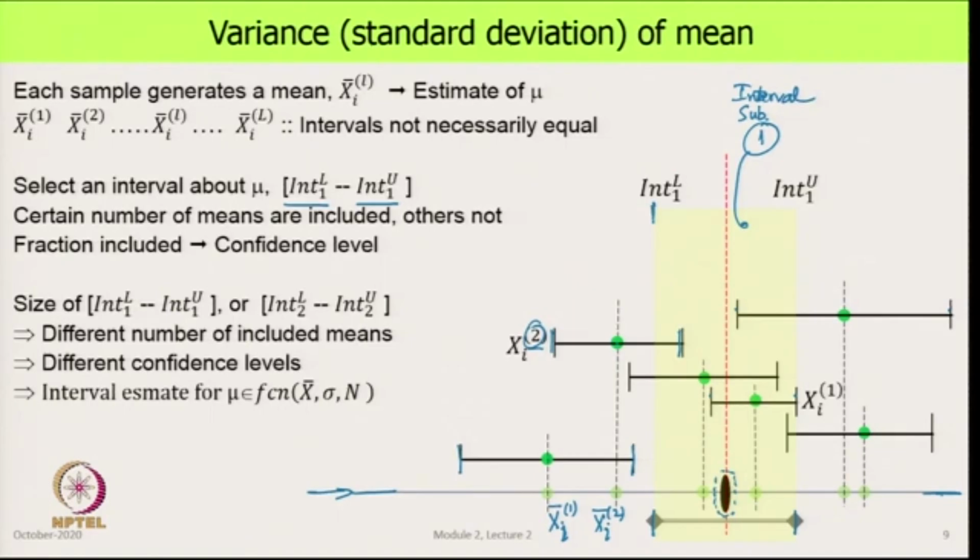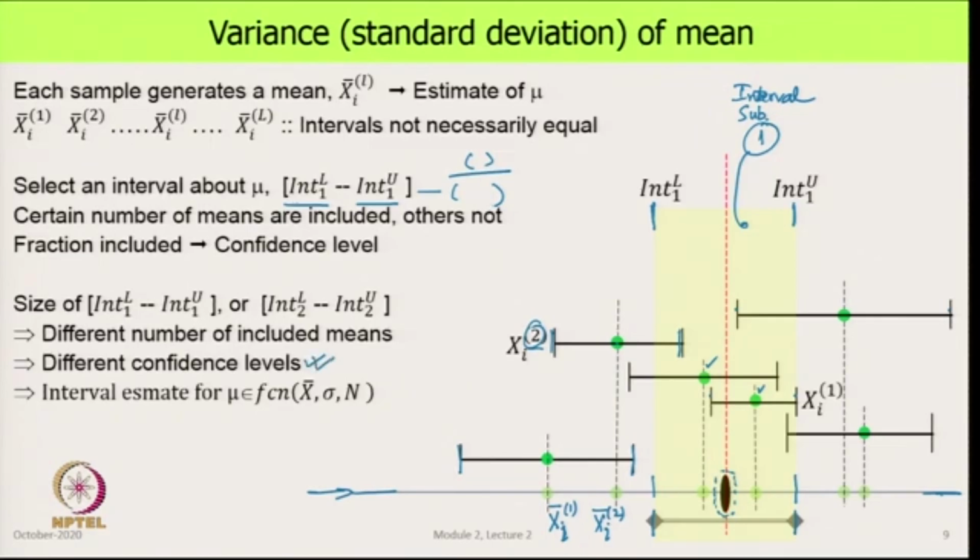This is the lower limit of that interval, this is the upper limit of that interval, and so I have got this band. And I look at this band and say, how many of the sample means lie in this range? In this case we see that there is one here and there is one here, these two lie in this band, and so I will say that in this first interval I have a certain fraction of the means out of the total number of sample means that lie in this.